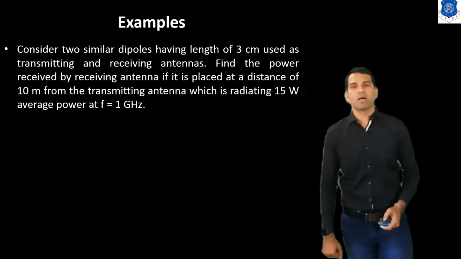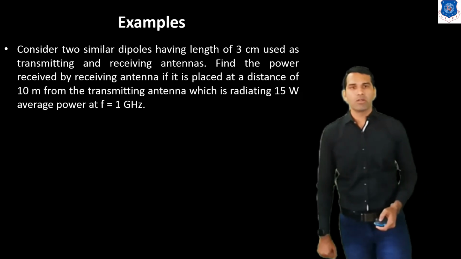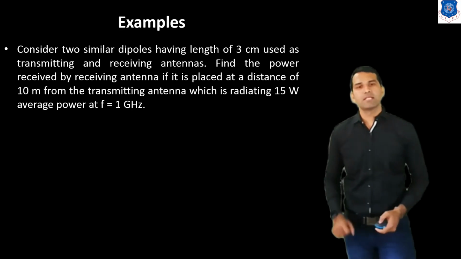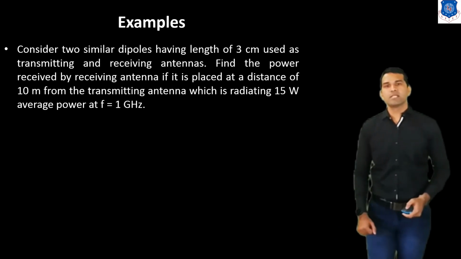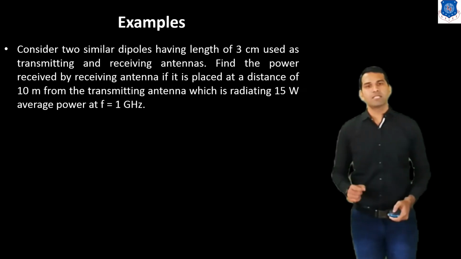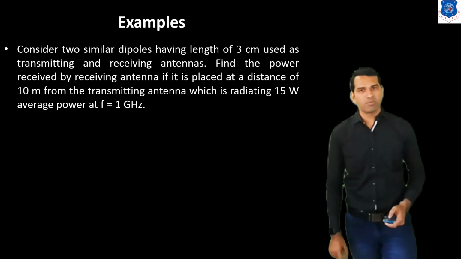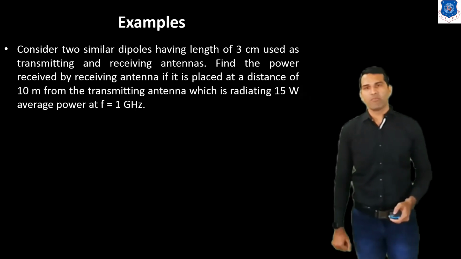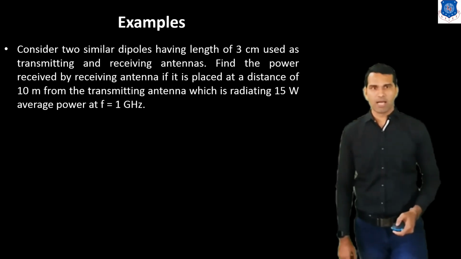Now the third example. Consider two similar dipoles having a length of 3 cm, used as a transmitting and receiving antenna. Find the power received by the receiving antenna if it is placed at a distance of 10 meter from the transmitting antenna, which is radiating 15 watt average power at a frequency equal to 1 gigahertz.